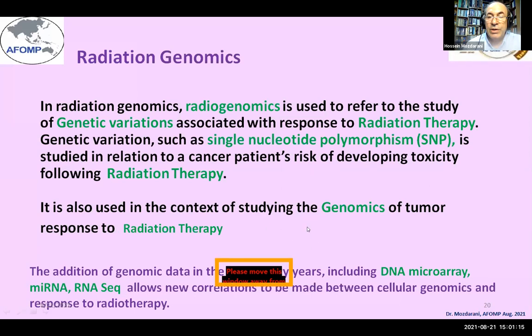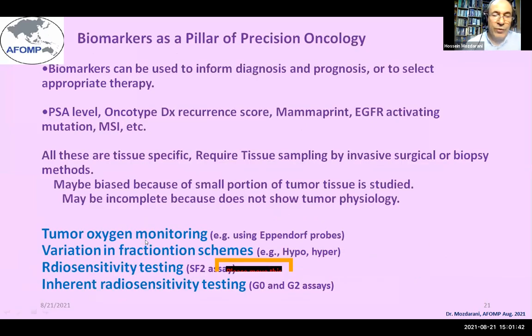The addition of genomic data in the last 20 years, including DNA microarray information, microRNAs, and RNA sequencing data, allows new correlations to be made between cellular genomics and response to radiotherapy. We currently use some types of biomarkers as a pillar of precision oncology. Biomarkers can be used to inform diagnosis and prognosis or to select appropriate therapy.